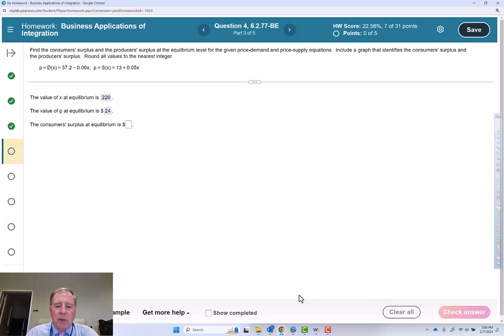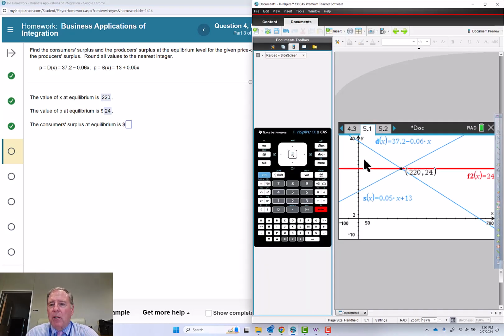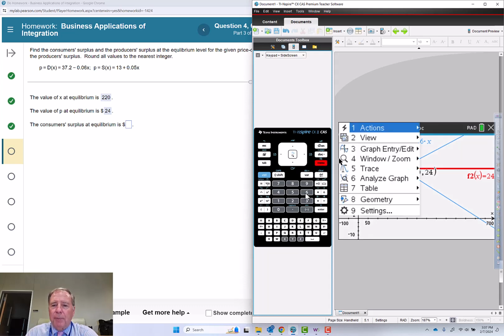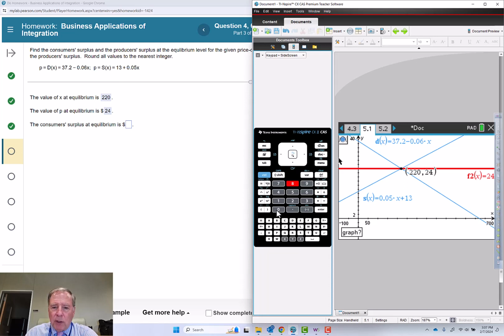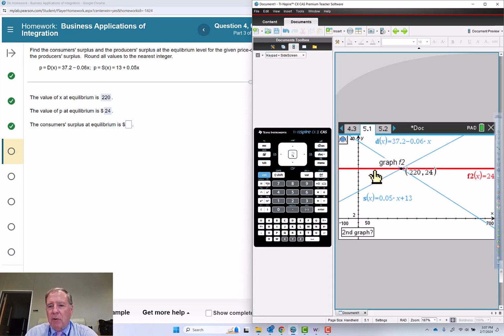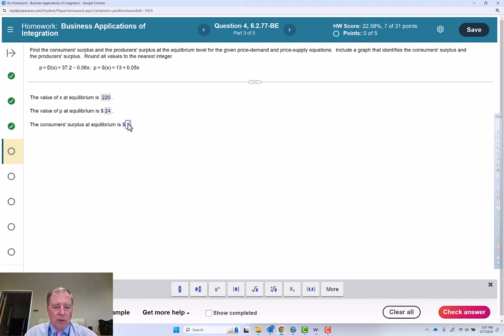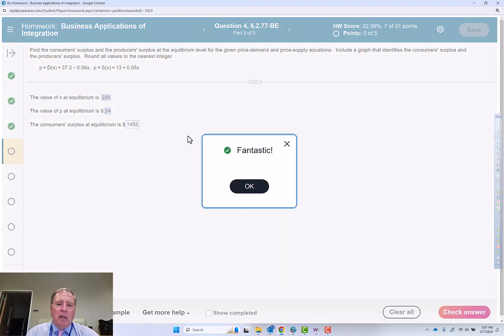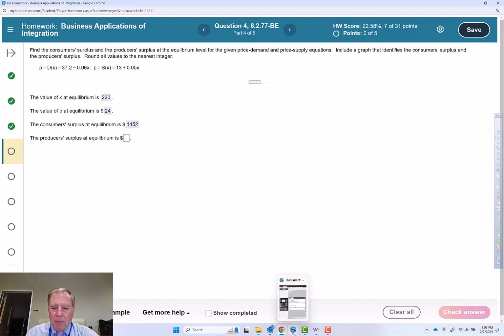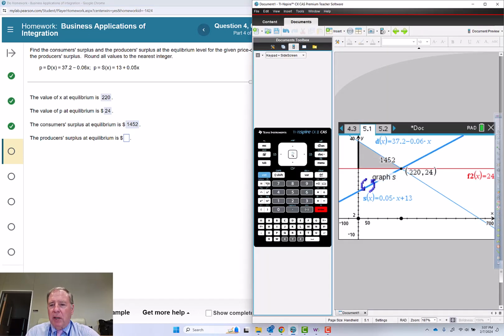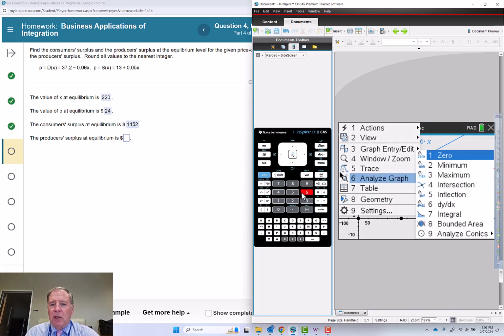And then consumer surplus, that's going to be this upper triangle here. I can do that with bounded area, menu 6, 8. And we're going to go from 0, enter, to 220, oh, gotta say graph because we got two different bounded areas. First graph, second graph, then 0, enter, 220, enter. So we get $1,452. Check answer, fantastic.